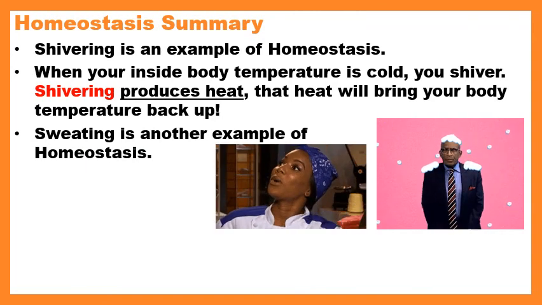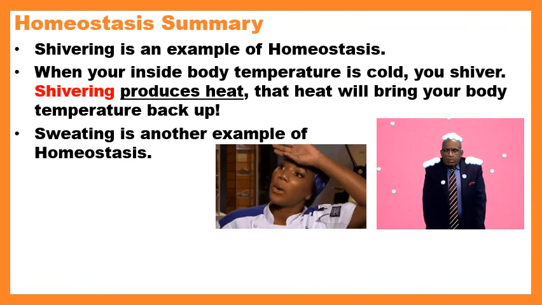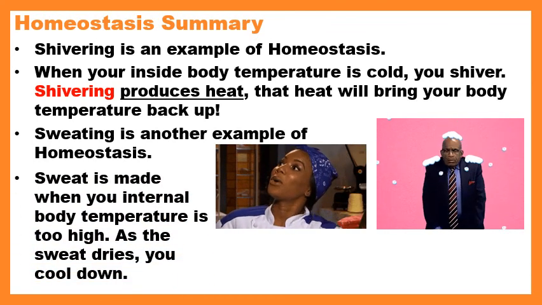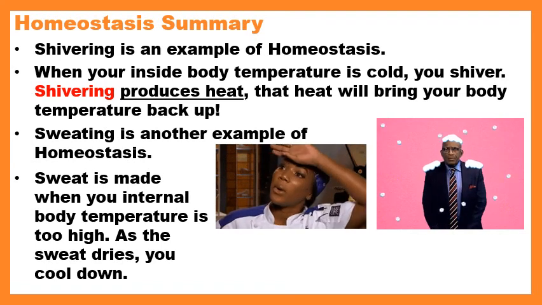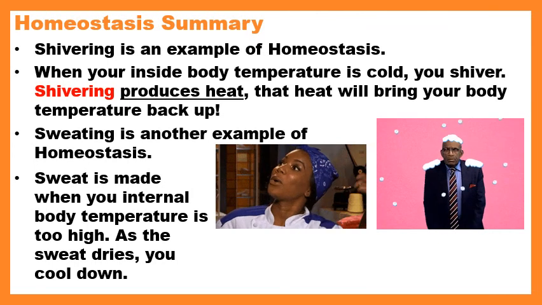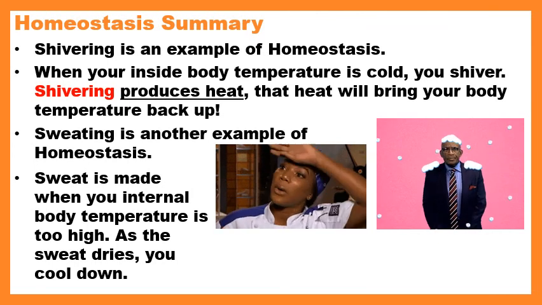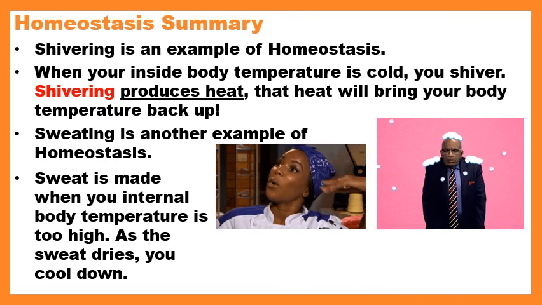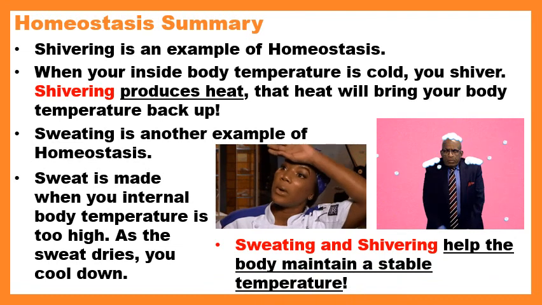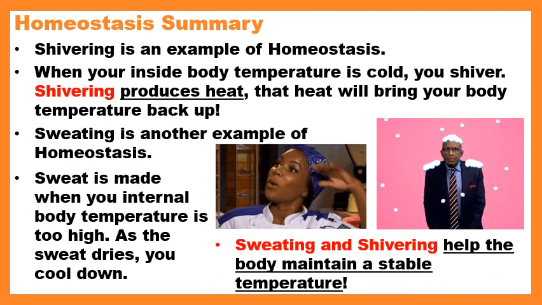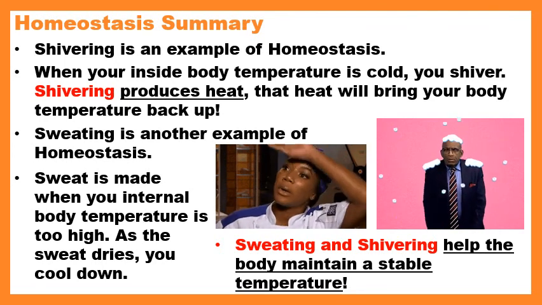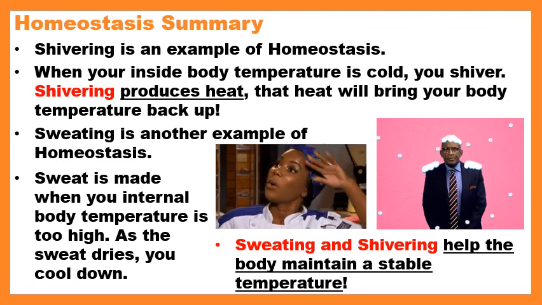Let's think of the opposite of shivering. How about sweating? Sweating is another example of homeostasis. On a really hot day, like last week was so hot, you start to produce sweat when your internal or inside body temperature is too high. Again, it's for a purpose, it's for a reason. As the sweat dries, you cool down. So sweating is trying to protect you from your internal body temperature getting too high. Sweating and shivering help the body maintain a stable temperature. And when you're trying to stay the same inside your body, that is homeostasis.